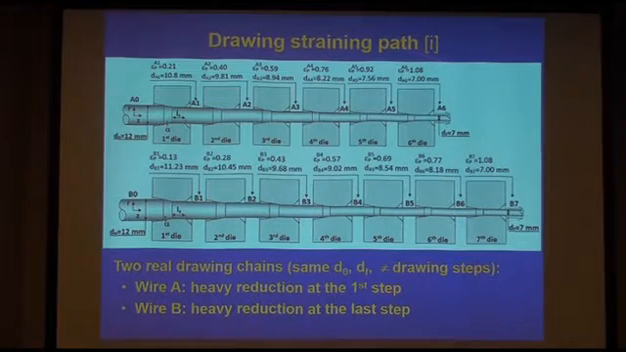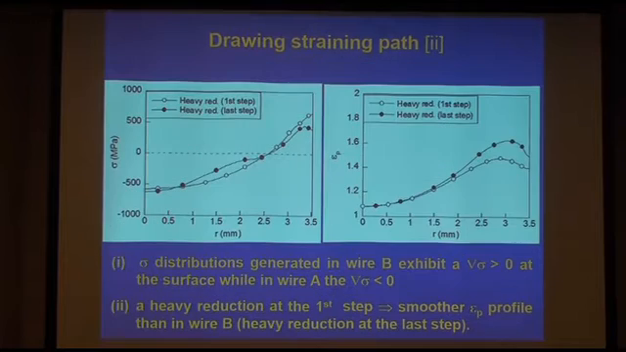And finally, the straining history, a lot of information. I apologize, we don't focus on such an amount of information. 2 real drawing chains with the same initial and final diameter, but different drawing steps. Wire A, heavy reduction at the first step, and softer later. You relax later. The second, B, is like a turtle, heavy reduction at the last step, because we deal with the main task at the end.